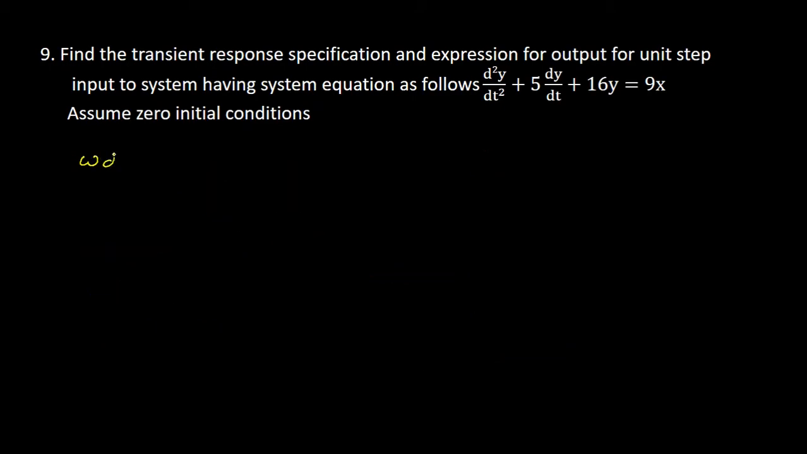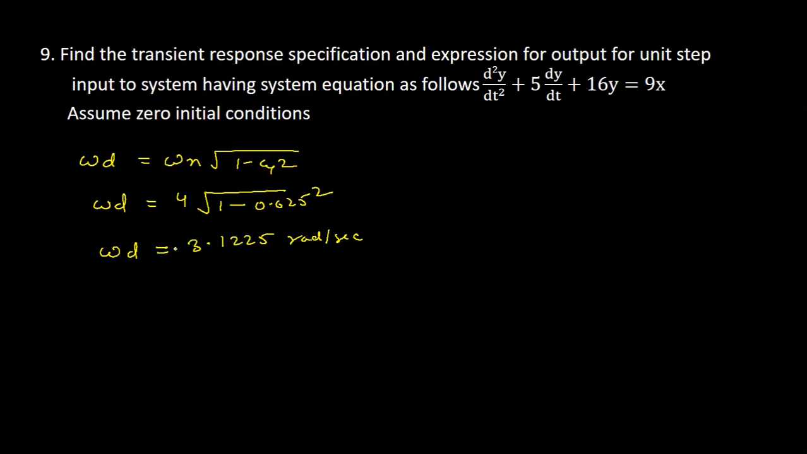We know the formula of damped frequency of oscillation omega d, which is equal to omega n into under root 1 minus zeta square. Omega n is the natural frequency of oscillation and zeta is the damping ratio here. Now we put the values of omega n and zeta in this equation. We will get 4 into under root 1 minus 0.625 square. When we solve this, we will get omega d is equal to 3.1225 radian per second.